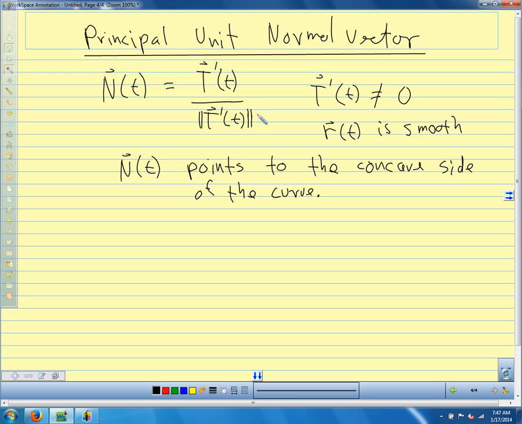So let's look at a quick example of finding a principal unit normal vector, and then we'll talk about a shortcut that we can use in certain situations. So, questions about how we define this?